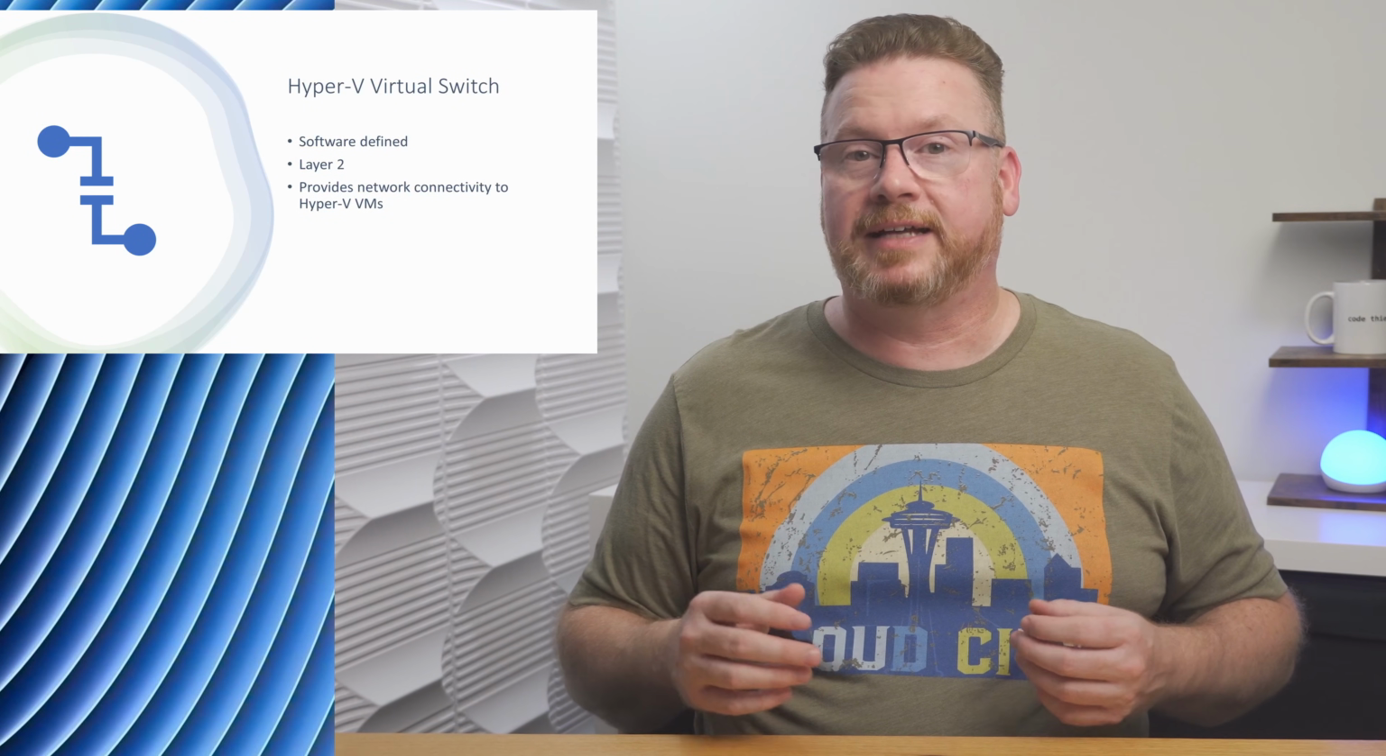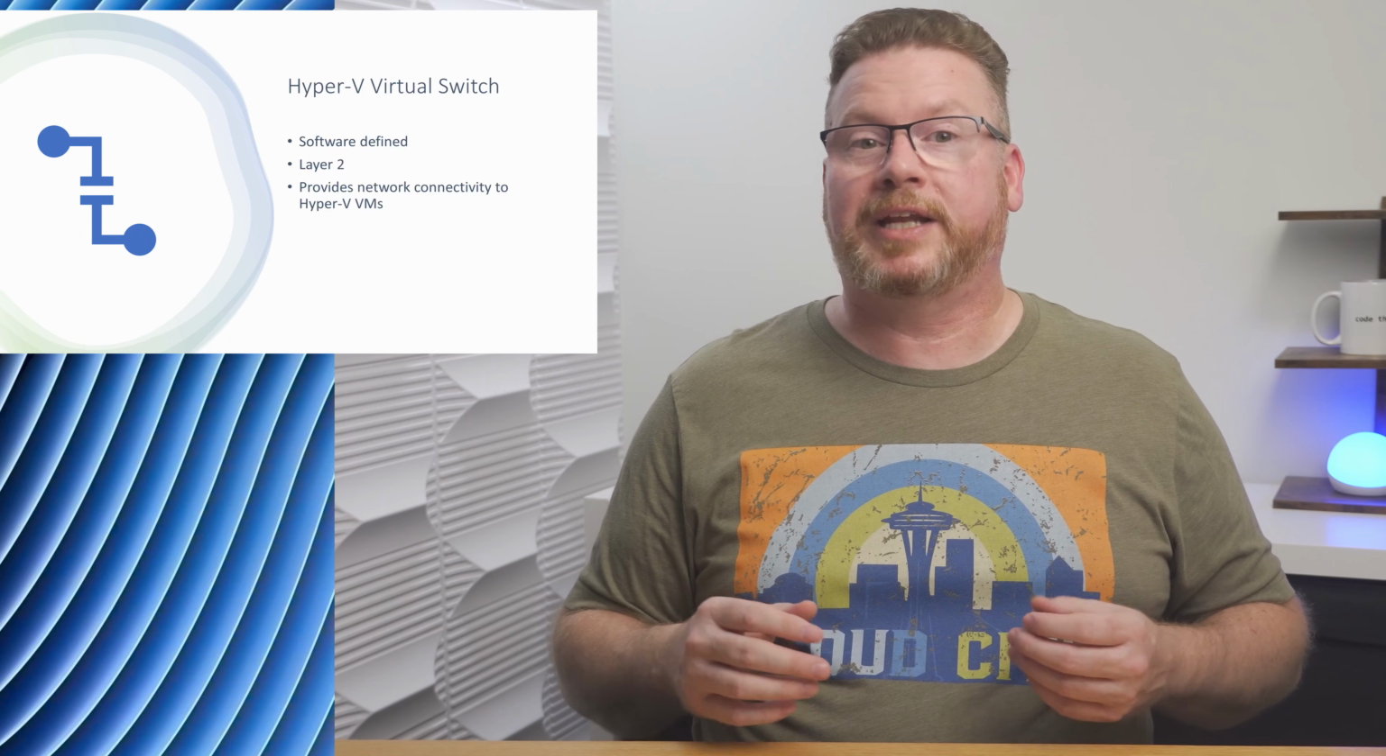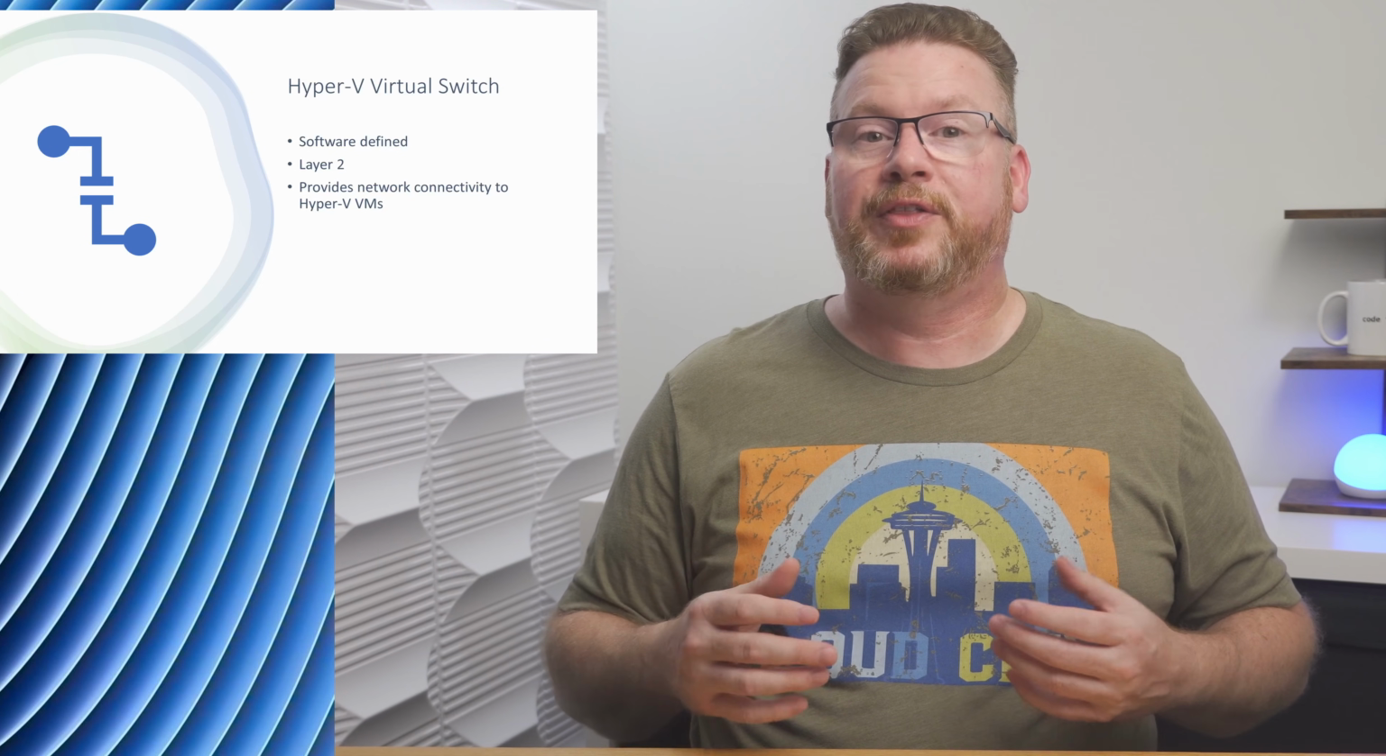Coming up, we're going to configure an internal and external virtual switch in Hyper-V and create a VM. Before that, let's take a minute to review Hyper-V virtual switches. A virtual switch is a software-defined Layer 2 switch that's configured in Hyper-V. Virtual machines running in Hyper-V connect to the switch to communicate with other computers. There are three types of virtual switches in Hyper-V.